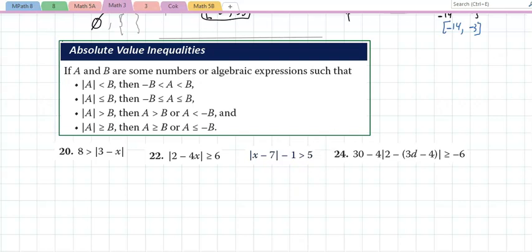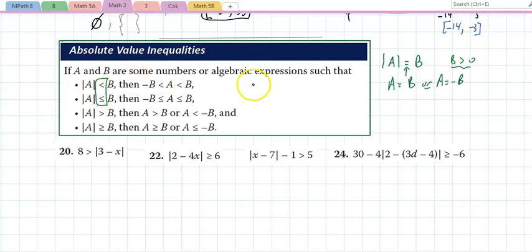Absolute value inequalities. In this case, we already dealt with absolute value of A equaling B, assuming that B is bigger than 0, right? B is positive. And we said, well, this is either A equals B or A equals a negative B. That works. Well, what if that's not equal? What if it's an inequality?